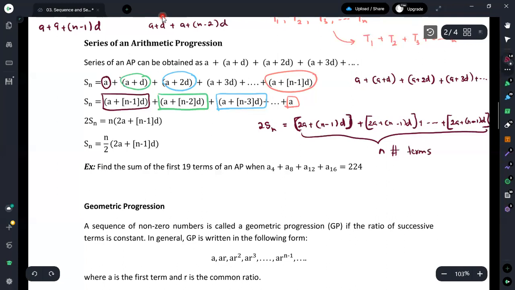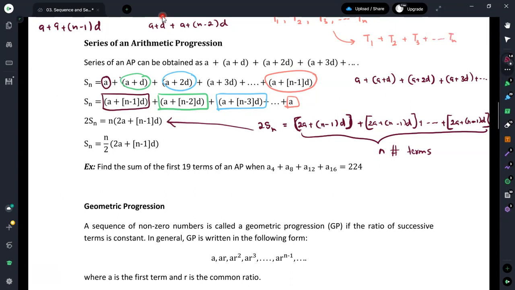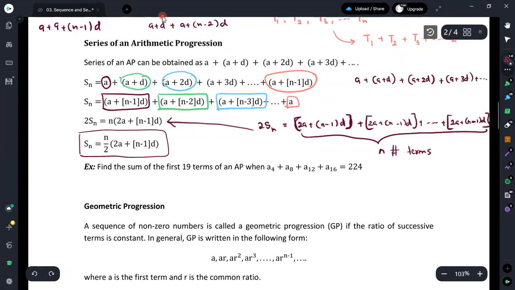Therefore, we have repeated the same term n number of times. So we can simply say 2Sn is equal to n times 2a plus n minus 1 times d. Likewise, we can obtain an answer for the summation of n number of terms as Sn equals n divided by 2 times 2a plus n minus 1 times d.